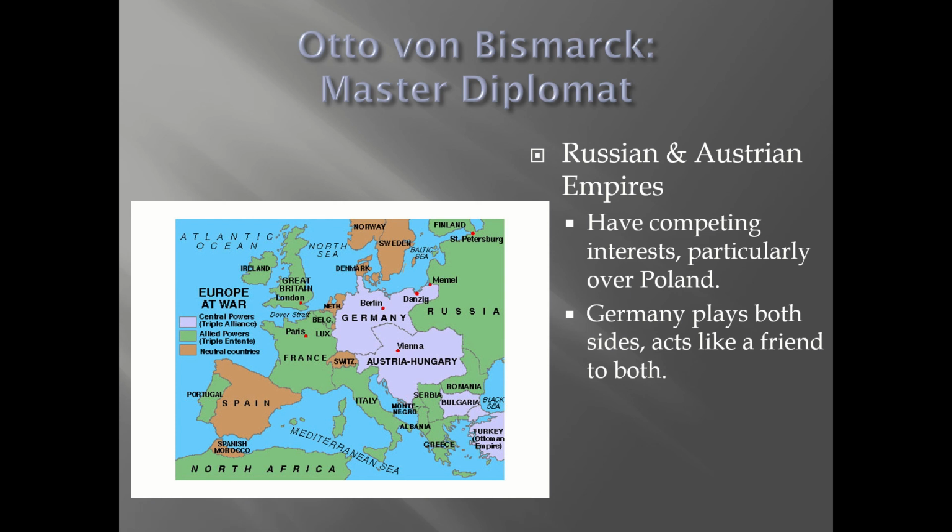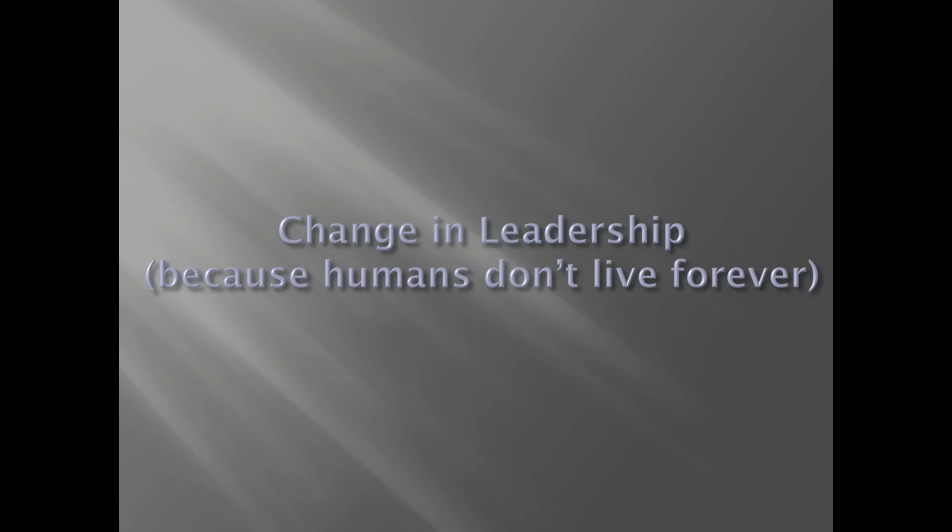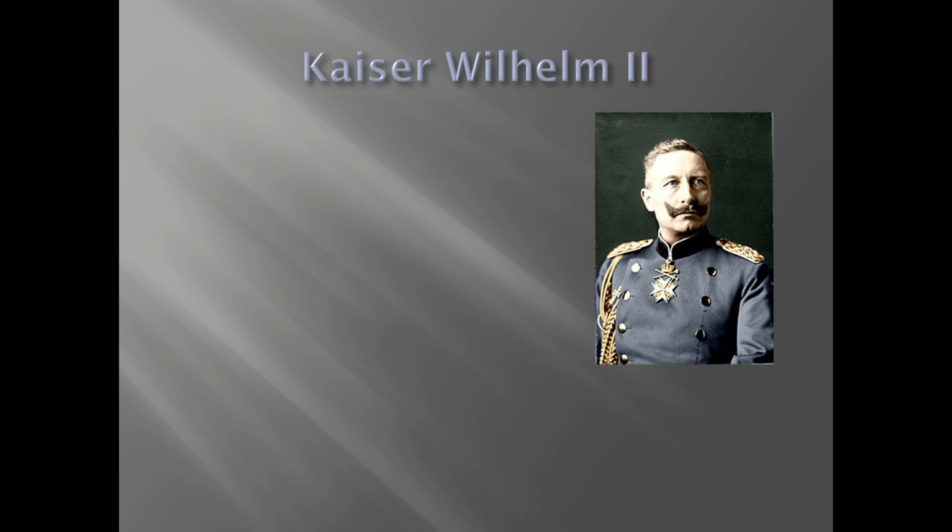And that works. It works for a good while until there's a change in leadership. So Wilhelm I dies. The Kaiser dies. And so, as with any emperor, who takes over? His son, Wilhelm II.